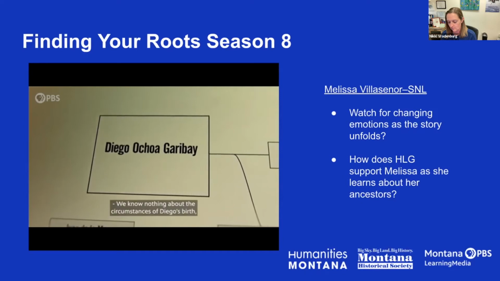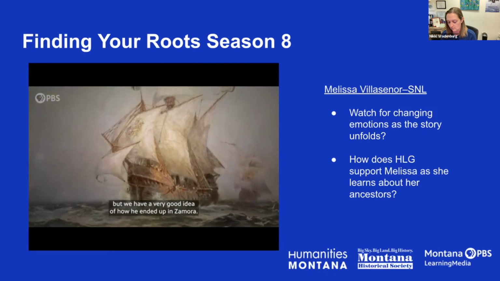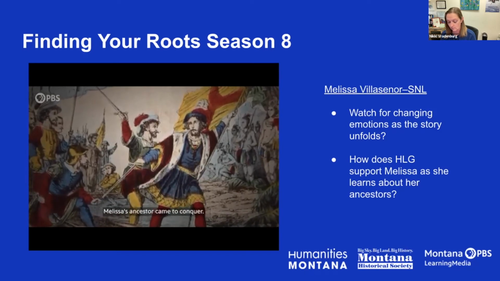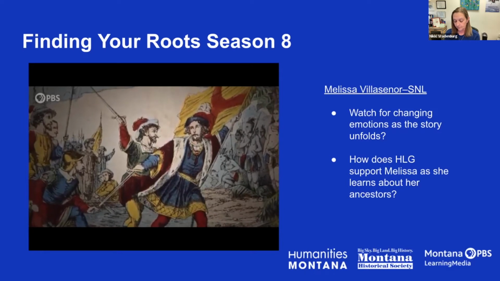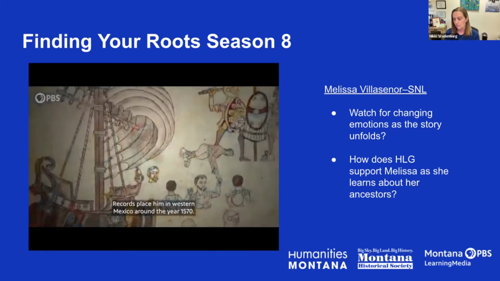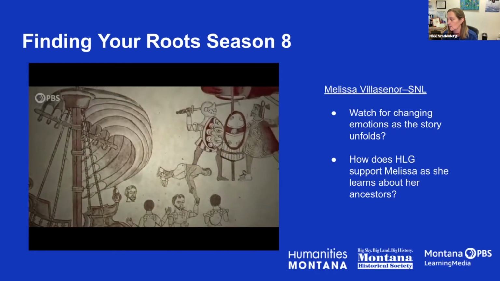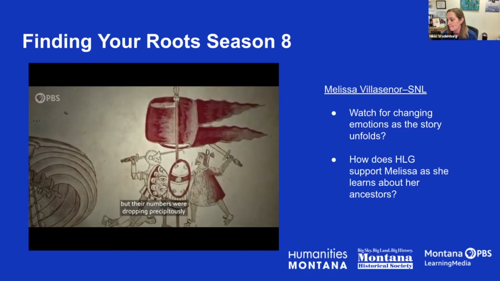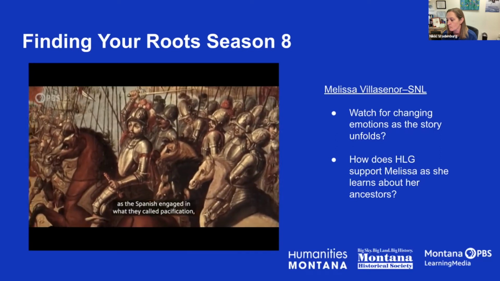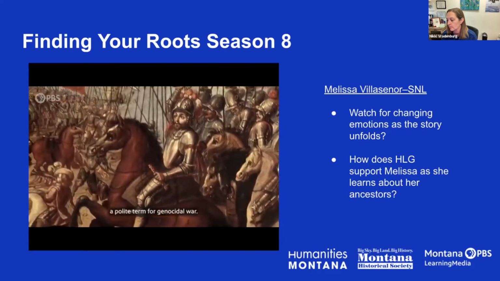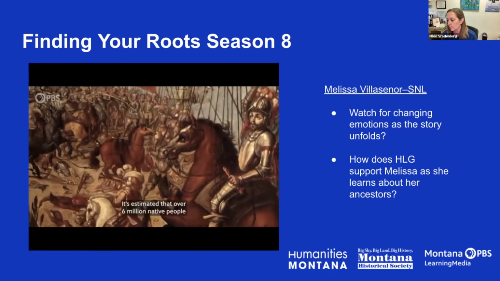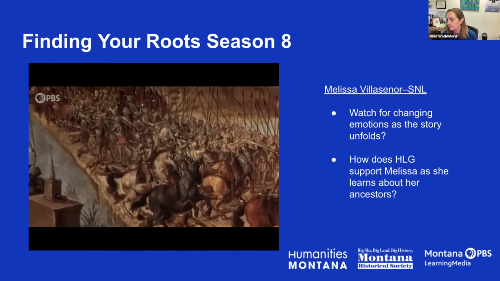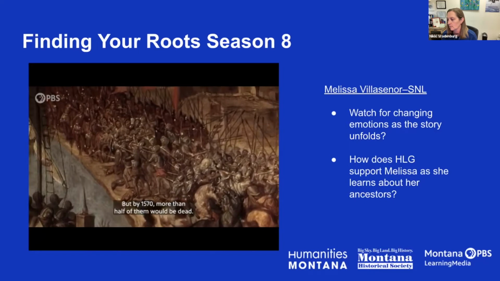We know nothing about the circumstances of Diego's birth, but we have a very good idea of how he ended up in Zamora. Just as we'd seen on Mario's family tree, Melissa's ancestor came to conquer. Records place him in western Mexico around the year 1570. At the time, of course, the land belonged to its indigenous owners, but their numbers were dropping precipitously as the Spanish engaged in what they called pacification, a polite term for genocidal war. It's estimated that over 6 million native people were living in Mexico in 1545. But by 1570, more than half of them would be dead.